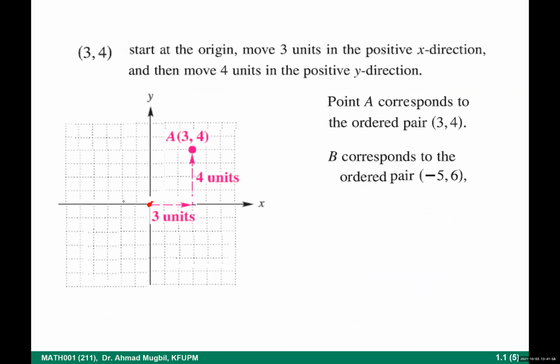You will start from 0, go to the left -5, then go up 6. 1, 2, 3, 4. This is 5, this is -5, and this is 6. So you will have this point, -5 and 6. Let's take another point, -2 and -4. We will go here, -2, and -4. 1, 2, 3, 4, this is -4. So you will go here and then to here, so this is your point.